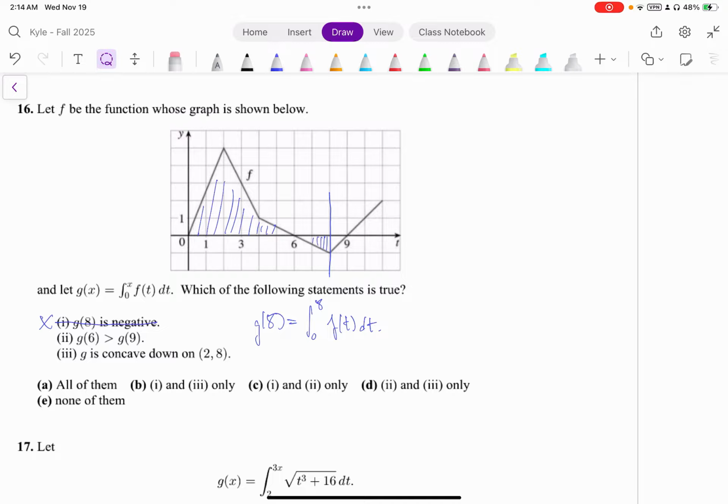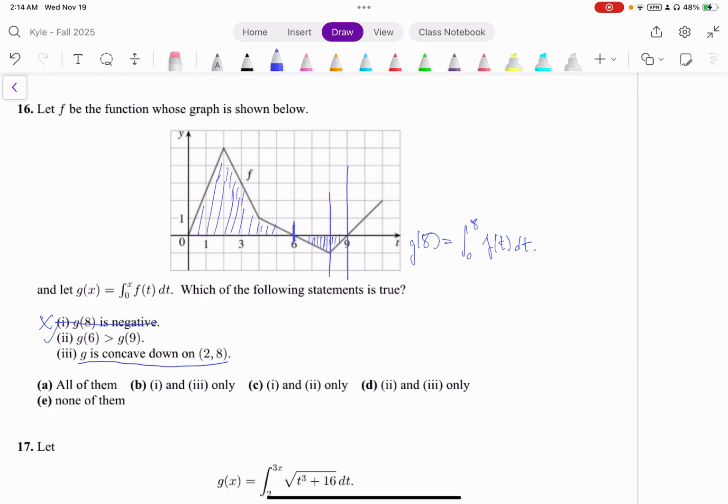So question 2 says, is g of 6 greater than g of 9? G of 6 will be right here. We'll have a ton of positive area accumulated. G of 9 will have accumulated negative area up to this point. So g of 6 is going to be greater than g of 9. So yeah, 2 is correct.